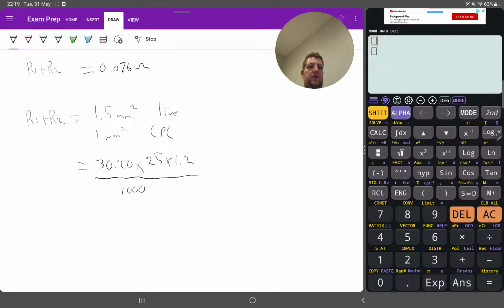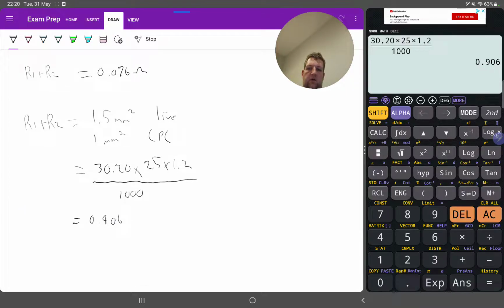Clear it off. Fraction symbol again, as we always do. 30.20 times 25 times 1.2, bottom of the equation divided by 1,000. And it's 0.906. So considerably more than the one above. The reason being it's a lot smaller cable and the cable is longer as well. So the R1 plus R2 is 0.906. So what we're looking at now is a ZS is what we want for this.